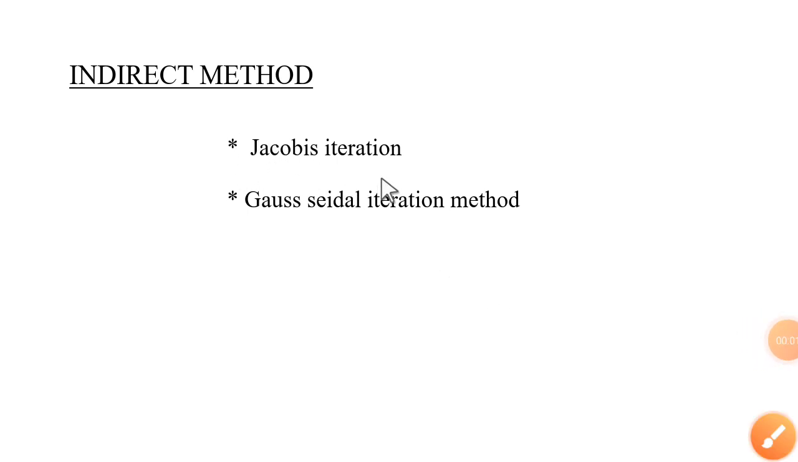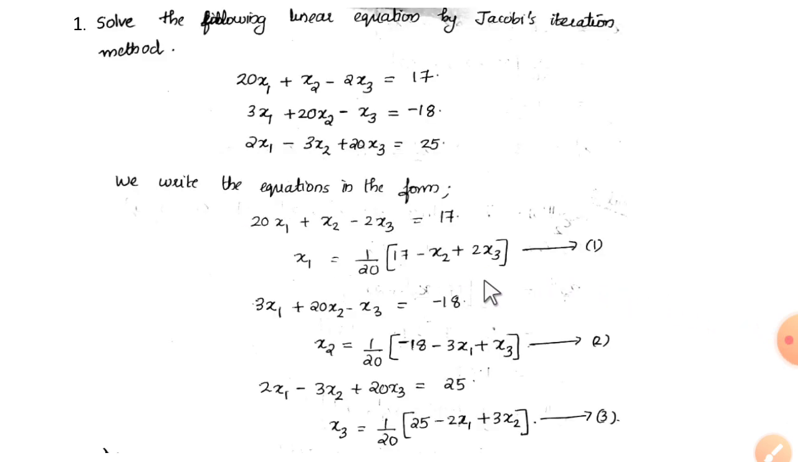So today we are going to learn how to solve some problems using Jacobi's iteration method and also Gauss-Seidel iteration method. We have already learned the two steps for solving this Jacobi's iteration method. So the first question is this: you have to solve the following linear equations by Jacobi's iteration method. So this is the question.